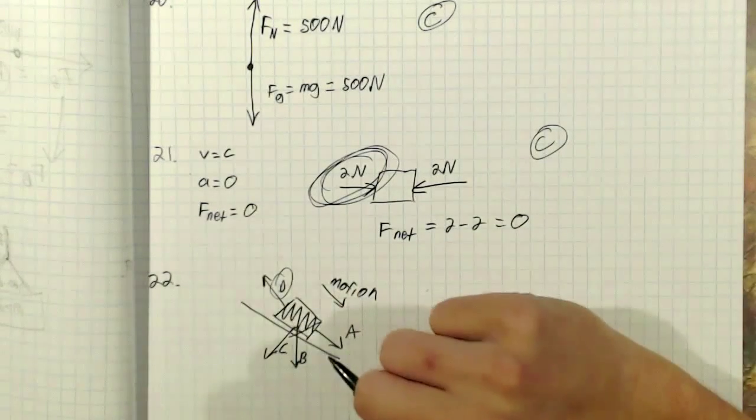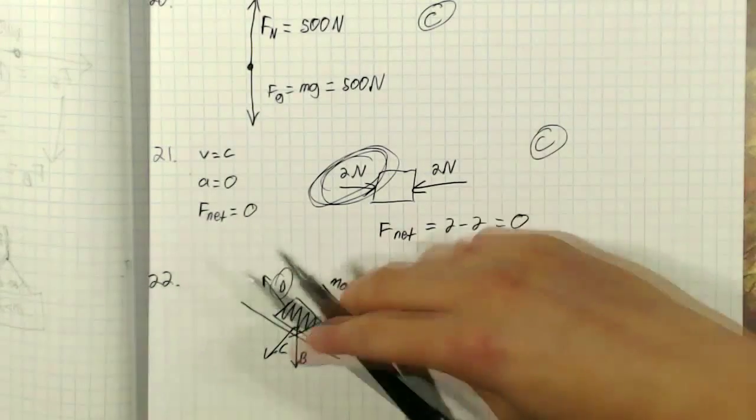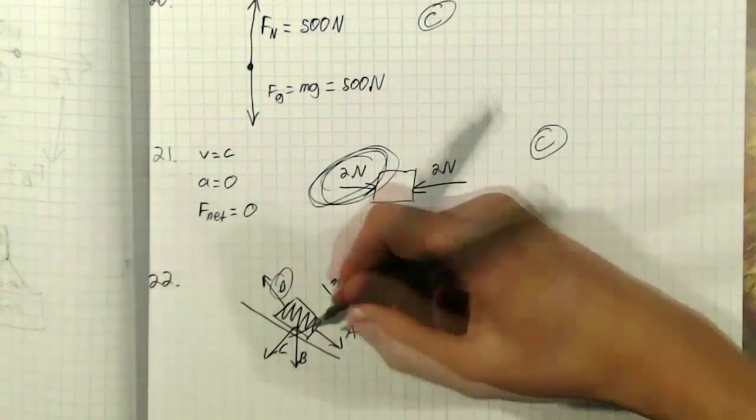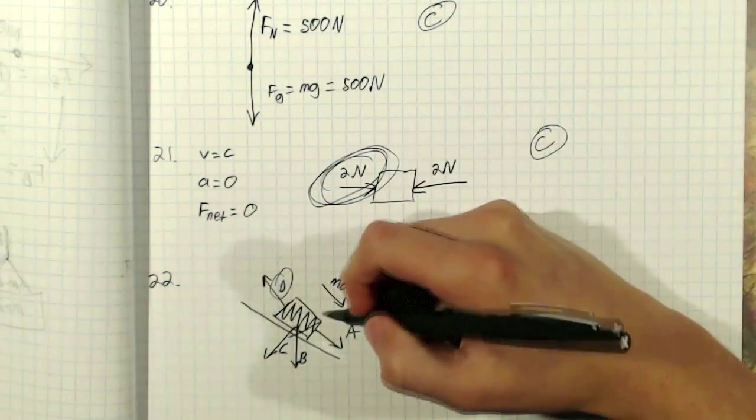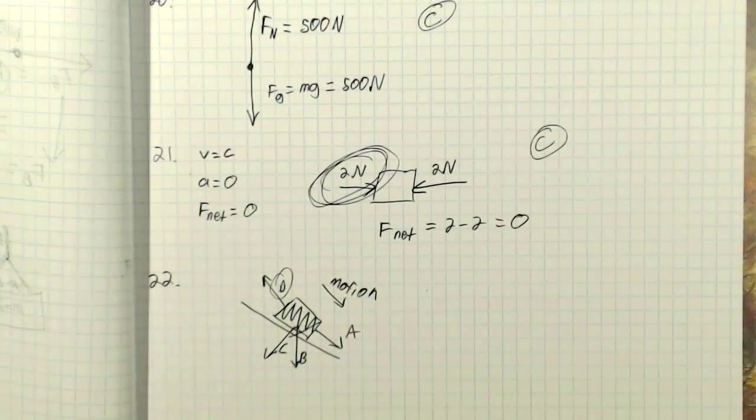However, if this cart or whatever it is were moving up the ramp, then A would be your friction, because A is the opposite. The vector A is in the opposite direction of the motion. And while we're here, I'm just going to tell you what each one of these 4 vectors actually are, just so you know.